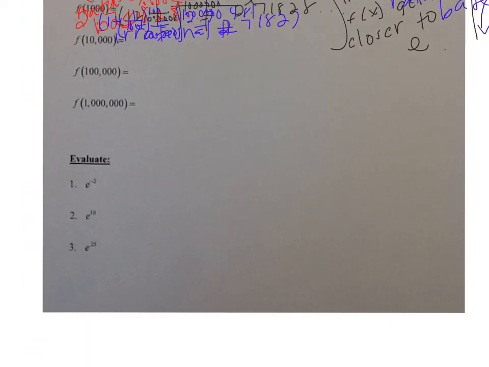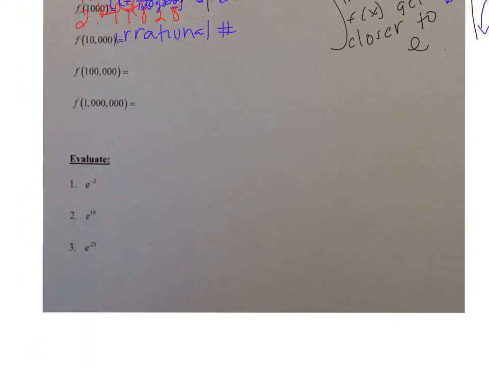Okay, so this is just evaluating. Use your calculator for this. So plug in your calculator, e to the negative 2 power. So e to the negative 2 power is 0.135335 dot, dot, dot. Remember, it's irrational.